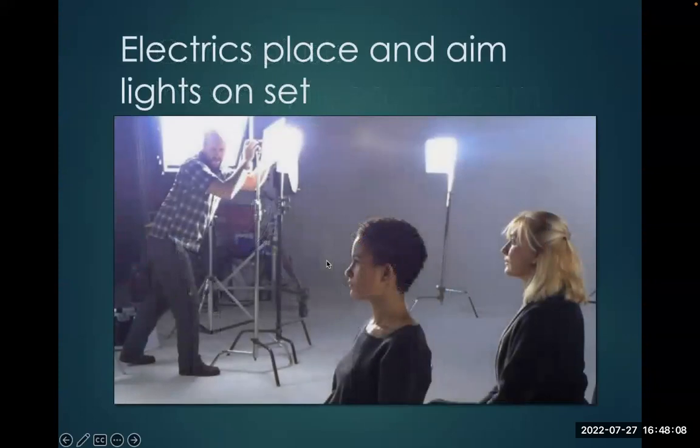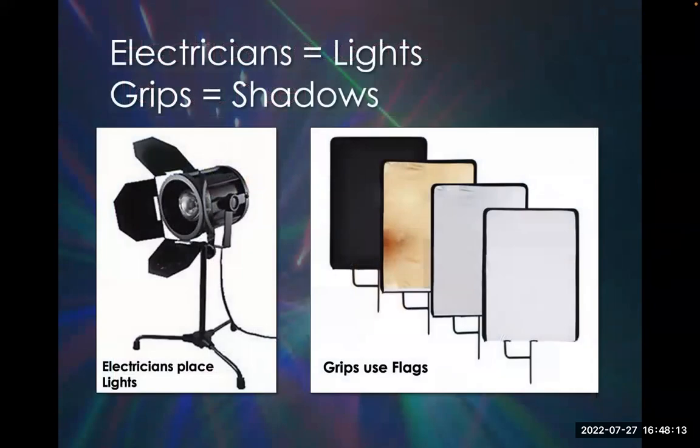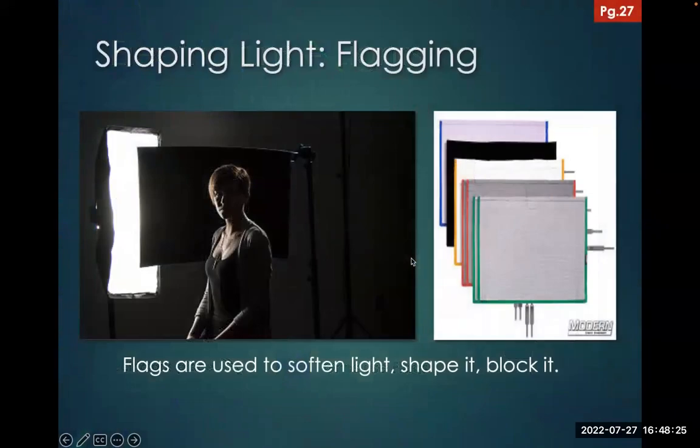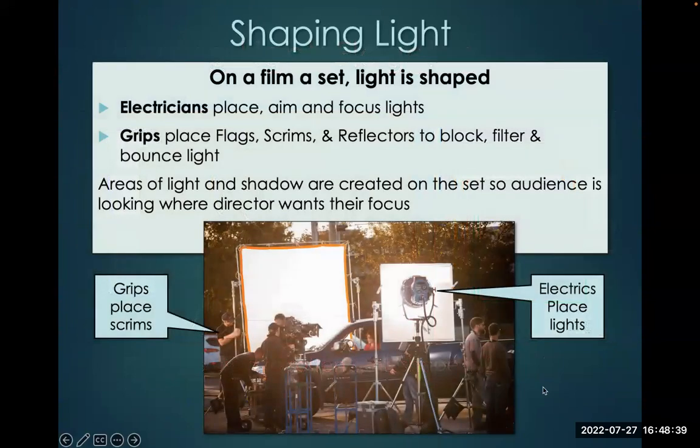So the electricians place light on set. They aim and focus the lights. That's their job. Okay. And here's an example of a light. And the grips come in and they use these things called flags. And some of them block light completely. Some of them diffuse light. Some of them even reflect light. So here we see an example. The electrician sets up the light, the grip sets up the flag. You have many different types of flags, and they're used to soften light, shape it, or completely block it. Basically put the light where the DP wants it and not where they don't. Here we see a set, grips placing the scrims, electrics placing lights, banging this light through a diffusion onto the truck, which is the subject of the shot.